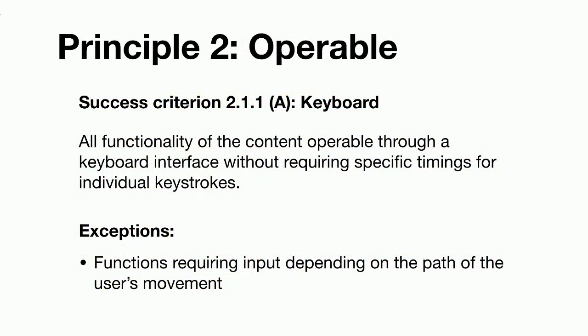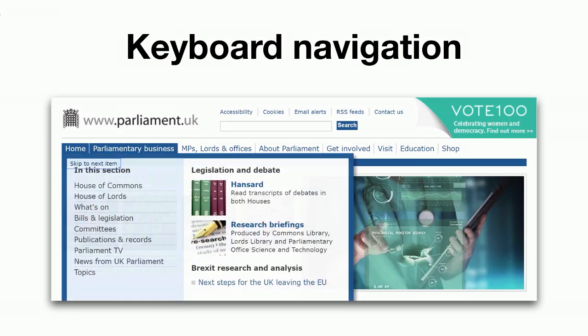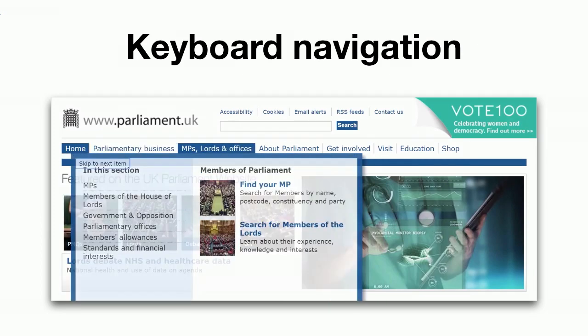The second principle is operable, and it means that users navigating using the keyboard should be able to navigate through an interface using only the keyboard. And this is an example of what this looks like when a user navigates through a website using the tab key.